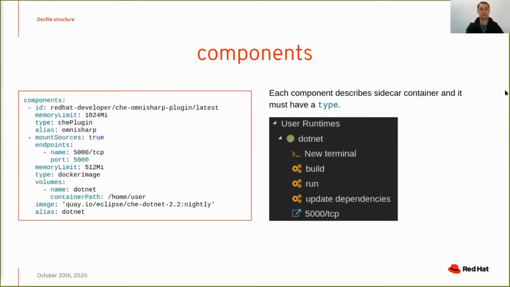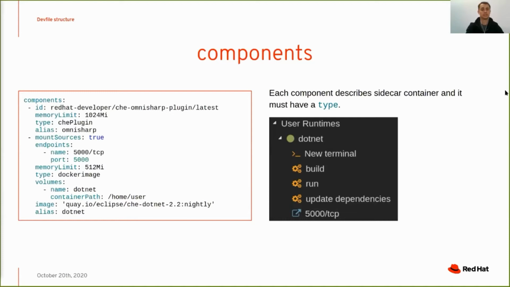Another attribute of a component is mount sources, which makes the source code available to the container. And if the component has type Docker image, it also should have the attribute image. It's a link to a Docker image, for example, on Docker Hub, and this image should be a bit customized for OpenShift specific technology.